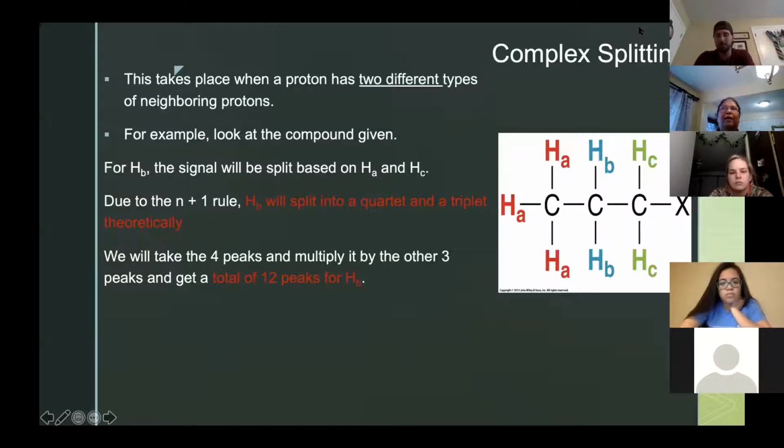I would say anything above 6 peaks in the spectra that you get will all be so close to each other that you will call those multiplets. But theoretically, if a question is asked for a problem like this, you'd have to say you should get a total of 12 peaks for HB.